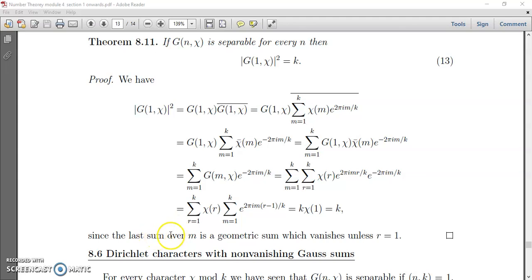Since the last sum over m is a geometric sum which vanishes unless r equals 1, thus we have proved the result. Hope you have understood the result. If you have any doubt, you can ask me. Thank you for your patient listening.